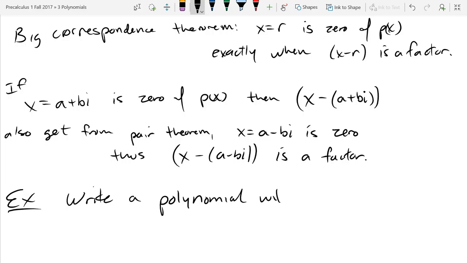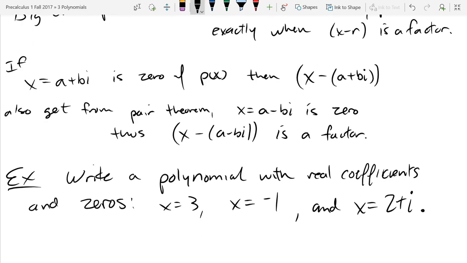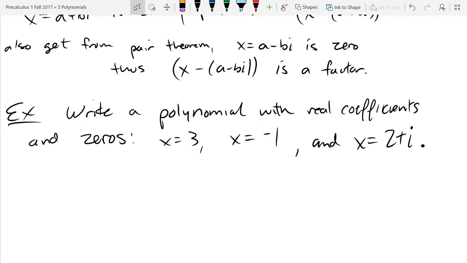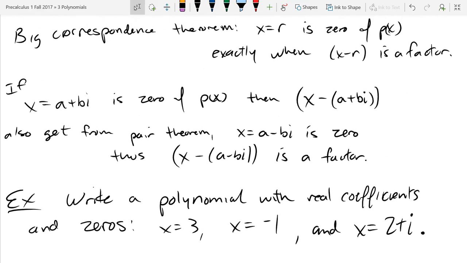So ready for our first example, it uses these ideas. Write a polynomial with real coefficients and zeros x equals 3, x equals negative 1, and x equals 2 plus i. There are an infinite number of correct answers. There's also way more incorrect answers available. So just write down one polynomial that has these zeros. It can have plenty of other properties too.